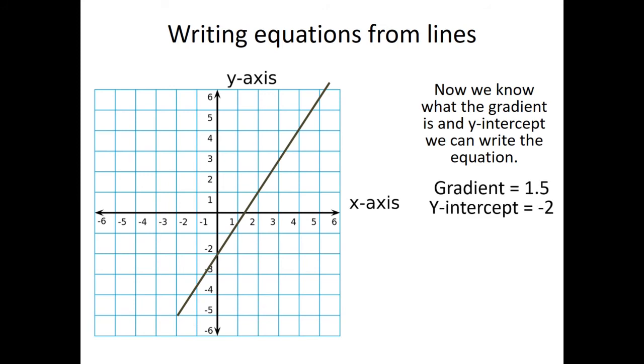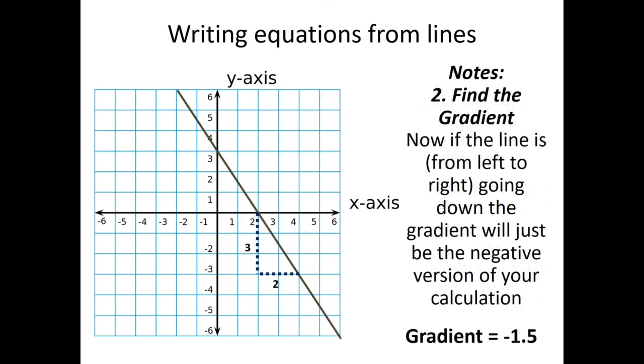There they are. And now we're going to use those to write the equation of the line. So we've abbreviated that to say m equals 1.5, c equals -2. So y equals mx plus c becomes y equals 1.5x minus 2. Okay, and that's writing the equation of a line by looking at the line itself.